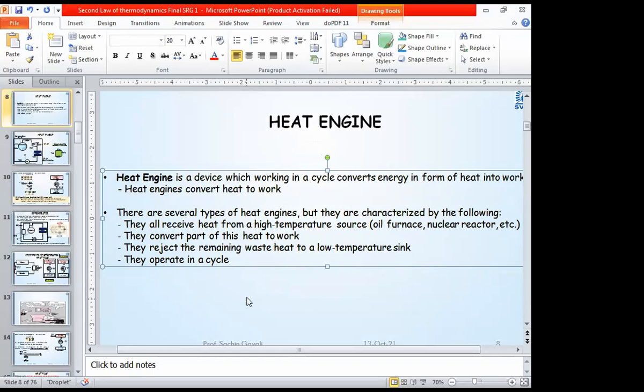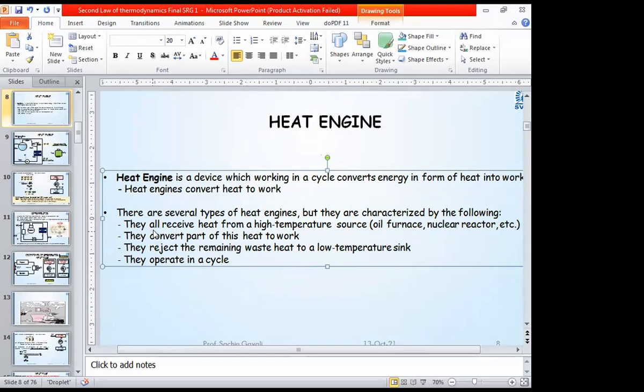Steam engine, very good. Prathamesh is saying steam engine, any kind of engine. It may be steam as the heat source. It may be an IC engine. It may be a steam turbine. So these are considered heat engines.